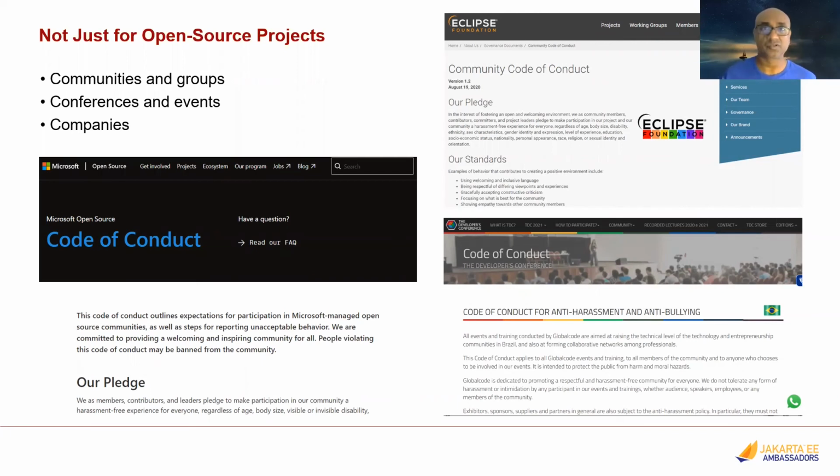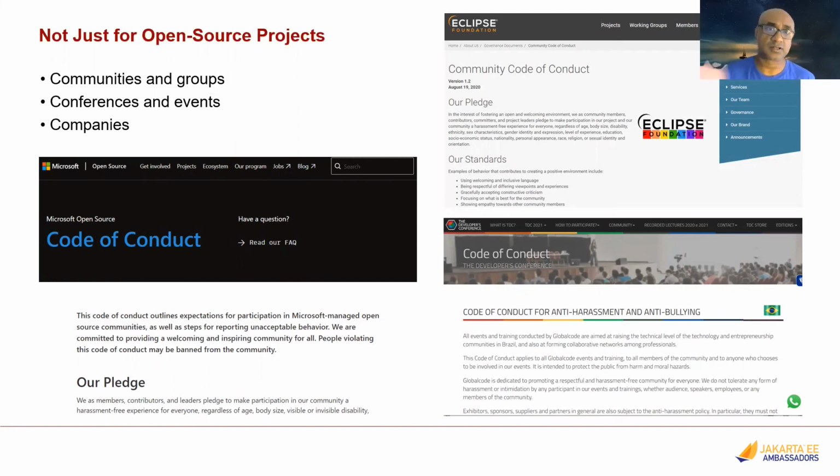Those are not necessarily open source projects where you produce some kind of software, but these are simply communities and groups. If you want them to be healthy, you should adopt an open source code of conduct there. It is definitely for conferences and events also, and most conferences and events do actually apply an open source code of conduct. So I have a few examples here.